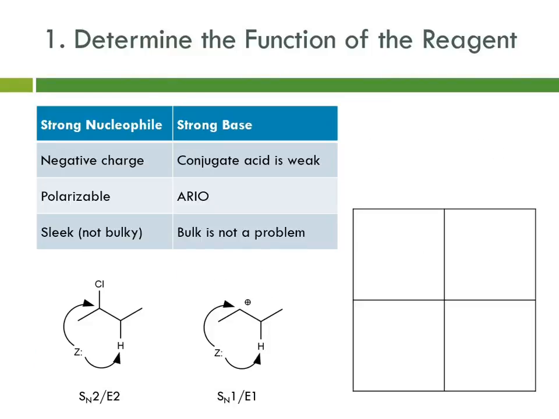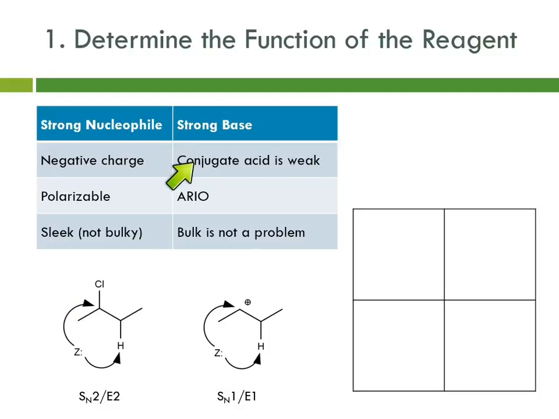What makes a strong nucleophile? Strong nucleophiles tend to have negative charges. They need to be polarizable, and they need to be sleek. What do I mean by sleek? Not bulky. The nucleophile will attack the carbon. It needs to be able to get in there. So you can think of it like a missile, a nuclear missile: nucleophile, nuclear missile. It needs to be able to get in. If it's big and fat and bulky, it's not going to fit in among these other groups.